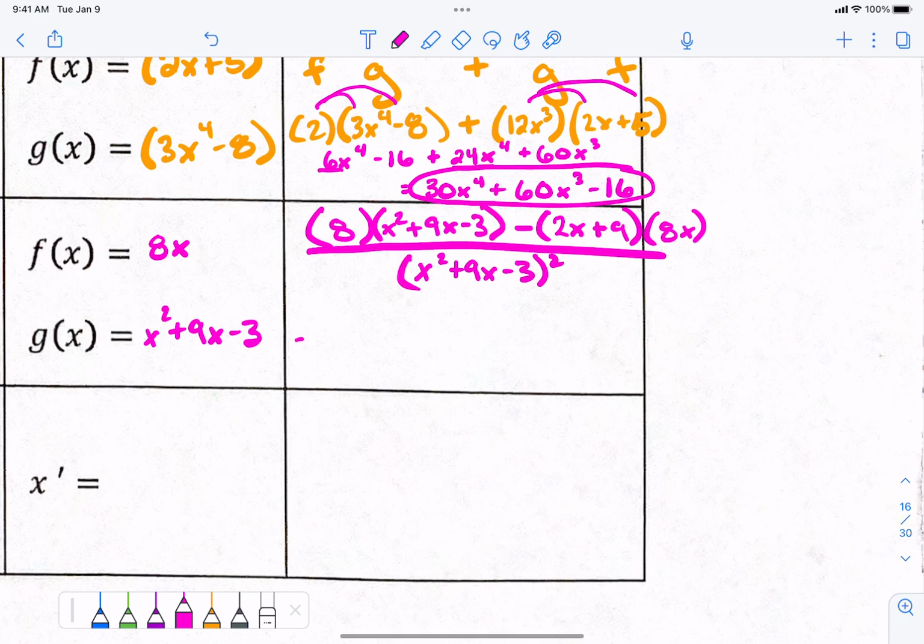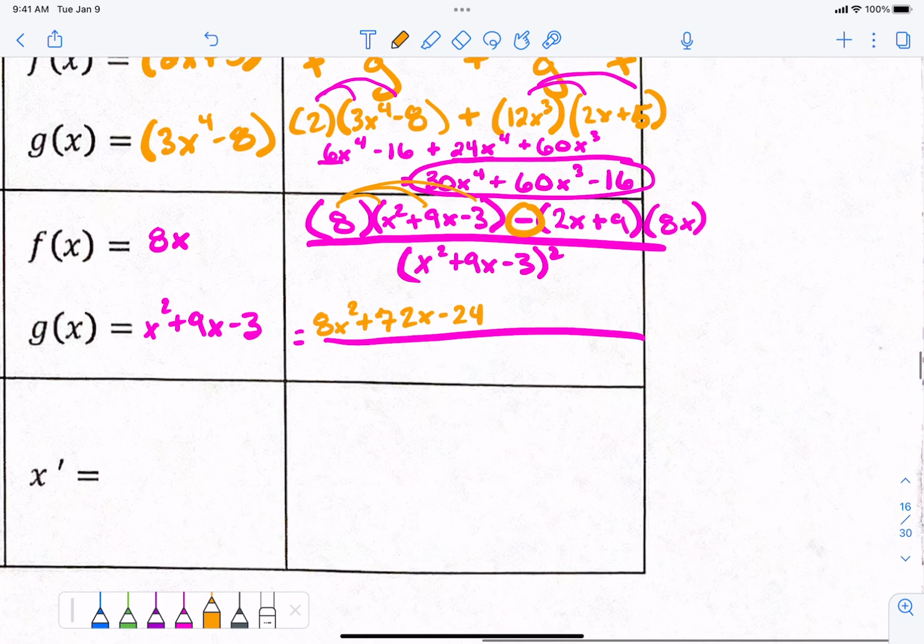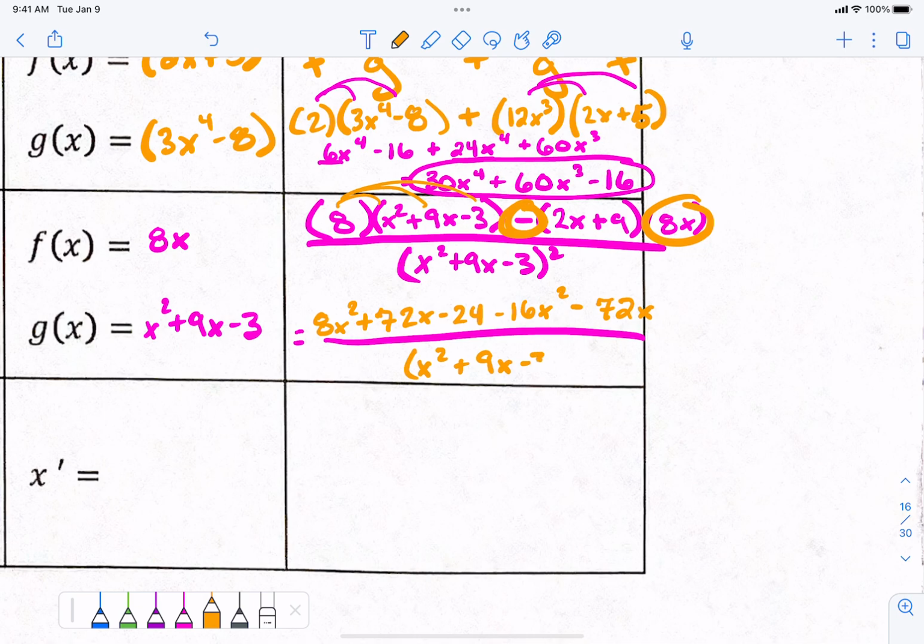Okay, I want to do one more simplification step just because I want you to pay attention to this negative right here. Okay, so let's distribute the 8 through. So 8x squared plus 72x minus 24, yeah? Okay, now what is the back half going to look like? Negative 16x squared minus 72x. So if it helps, think of this as like a negative 8x being distributed through. Okay, that's fine. And then we would put the top all together, right? Like combine like terms on the top.